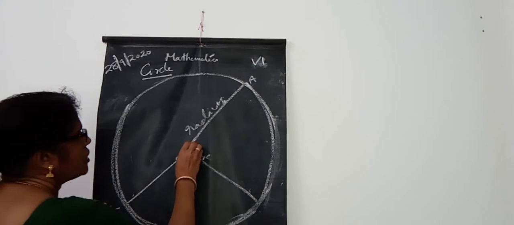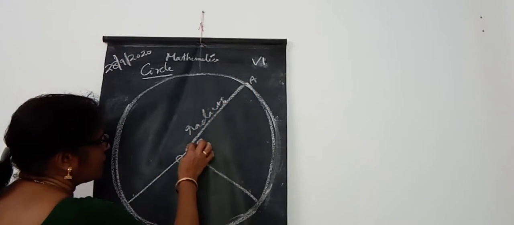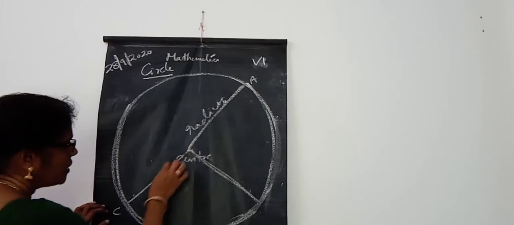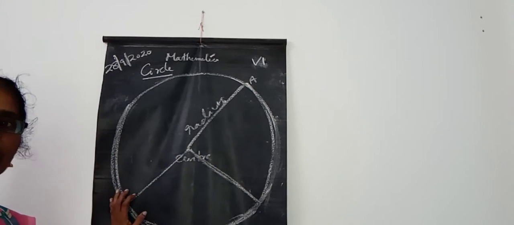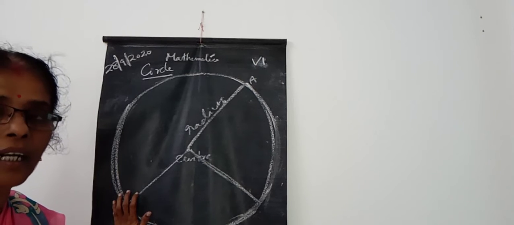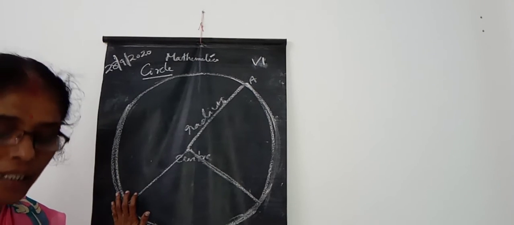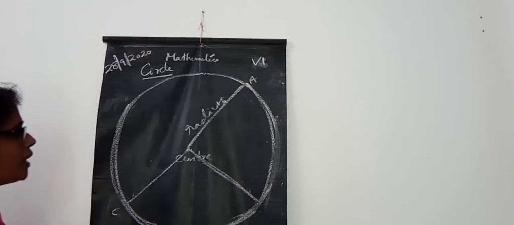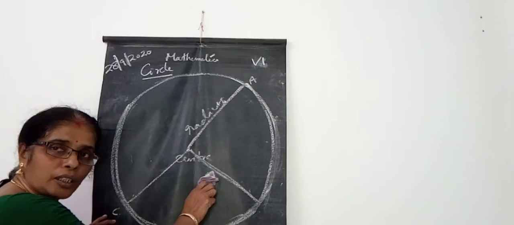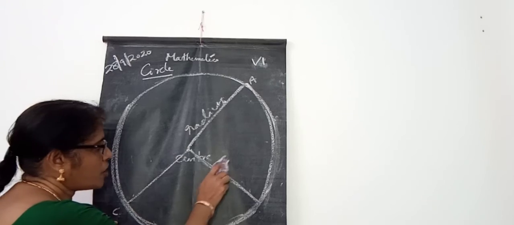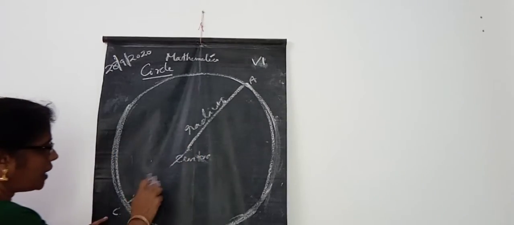If this one is one radius, and this one is another radius, and this one another radius, more than one radius we can call radii. That is radii, the plural of radius. So when we draw a line segment from the center to the circle, that is radius.